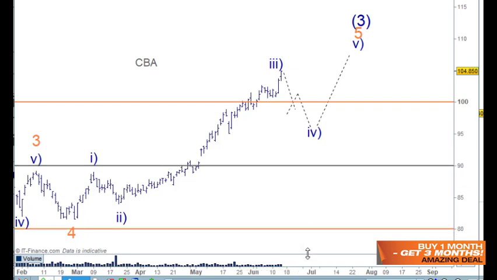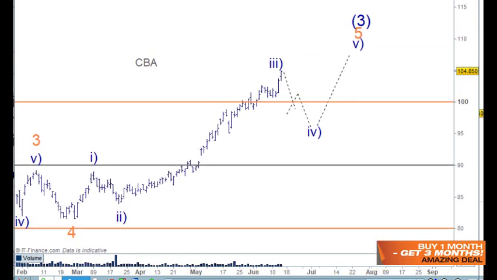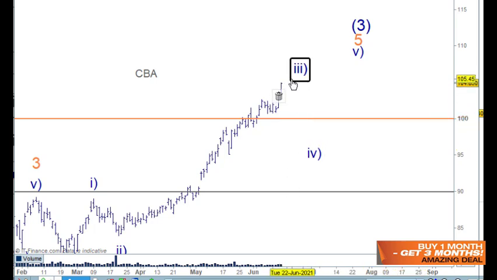Let's just check on the volume here. Oh no, it's nice strong volume, but the range was a bit smaller. So that's the range compared to the previous day. So we're looking for this to fold back. So it'll probably become weaker today. We'll just see how that plays out today.